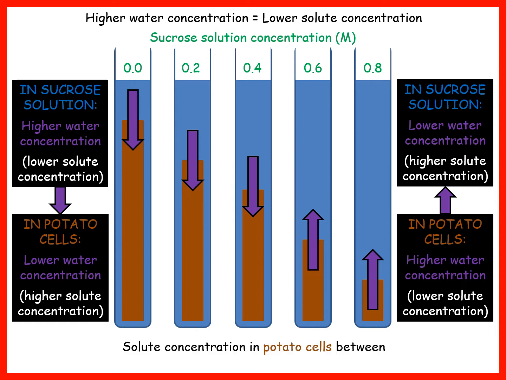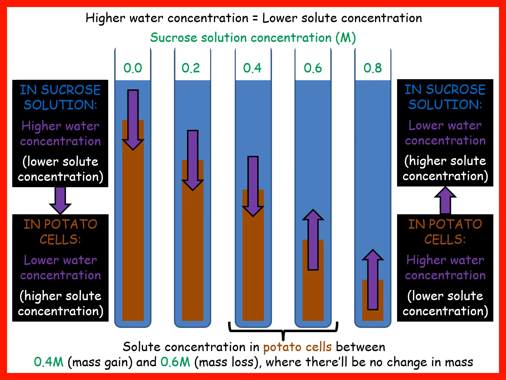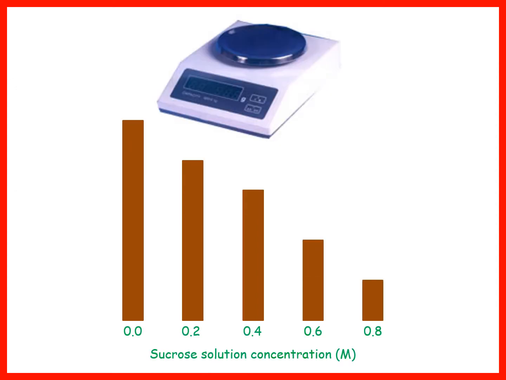We could then figure out what the solute concentration of potato cells is, because we could see that it's between 0.4 molar where there was a mass gain and 0.6 molar where there is a mass loss. That's because that's where we expect there to be no change in mass. We then have to record the final mass of the potato chips, and that involves blotting the potato to remove any excess fluid.